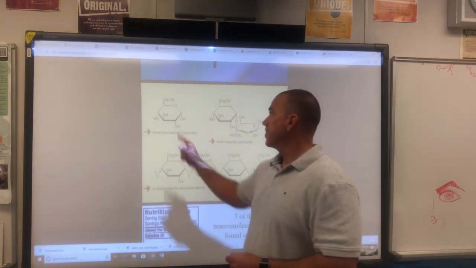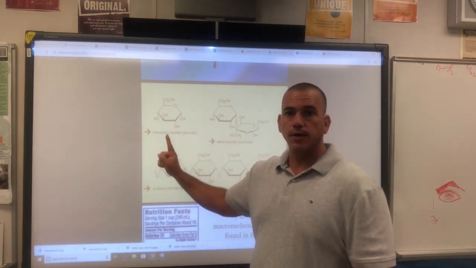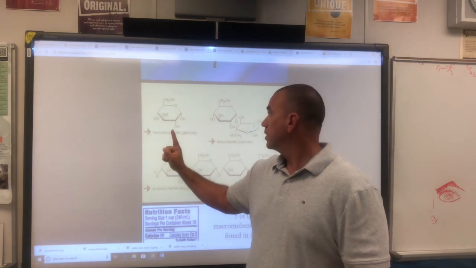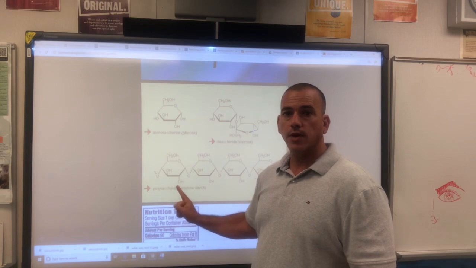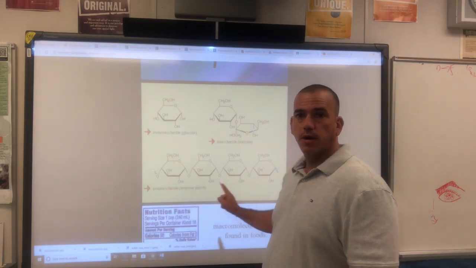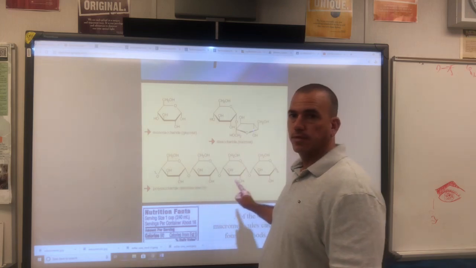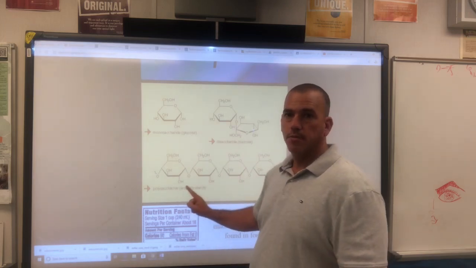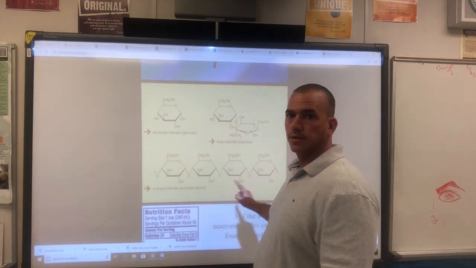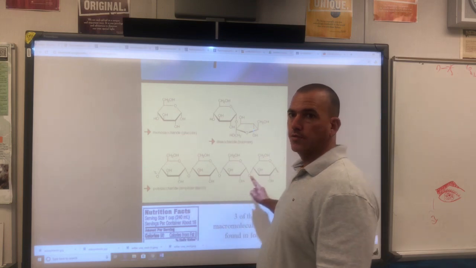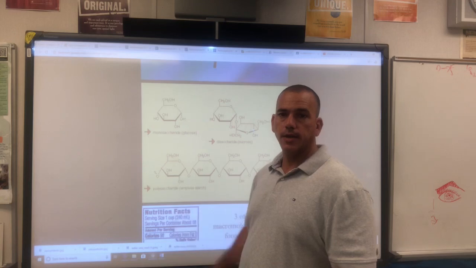So if this is the monomer right there, a simple monosaccharide, a simple glucose, right here, that would be your polymer. It's a bunch of them put together. Polysaccharide. Poly meaning many. Many monomers put together make a polymer. So polymer, a bunch of monomers put together. All right, everybody got that?